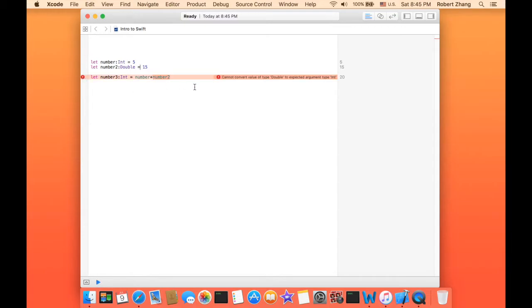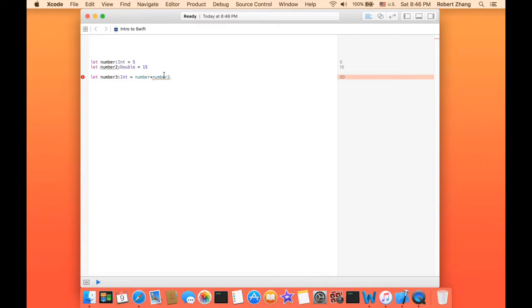Then an error pops up. Cannot convert value of type double to expected argument type int. So, something goes wrong because we can't do the plus operation between an int and a double. So, is there a workaround to this? Yes. In computer science, you can actually convert between data types, and this conversion is called casting.